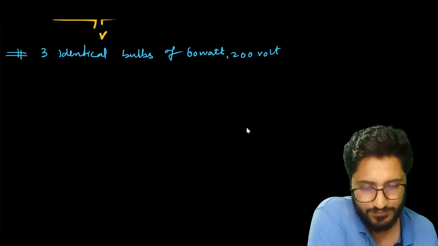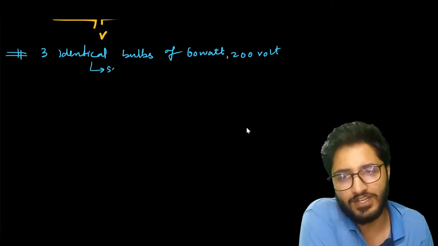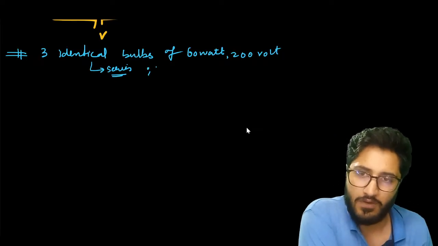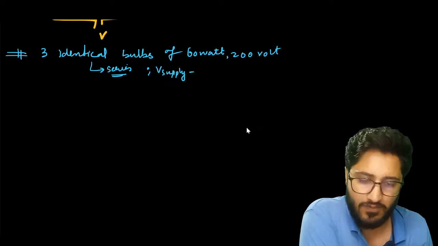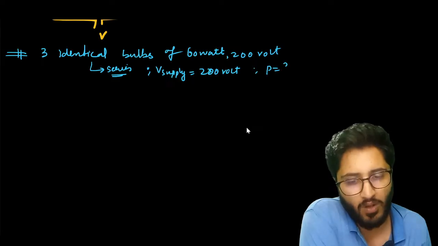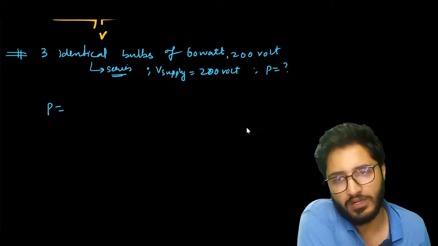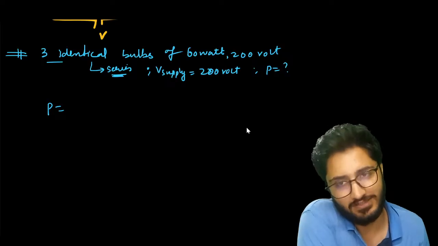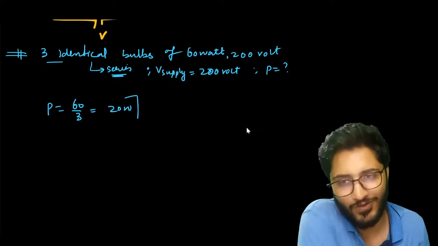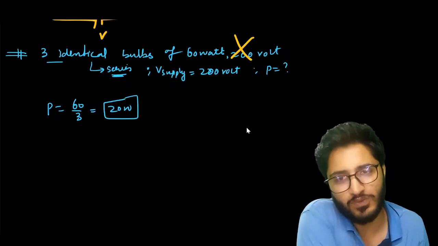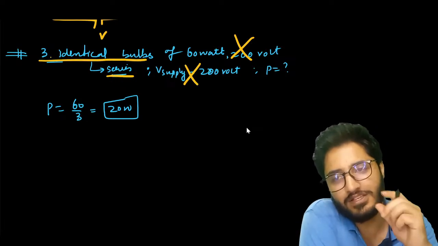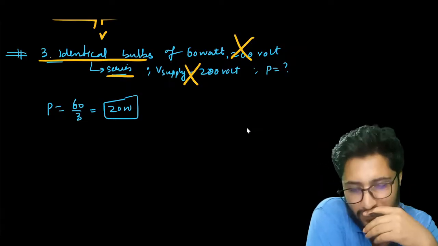200 volt. And these are connected in series, and V supply equals 200 volt. So what will be the power? Power, series, and identical, so what will you write? 60 by 3, okay, 20 watt. No use of these values, only three identical bulbs in series. By these two things you will get the idea which formula you have to use.